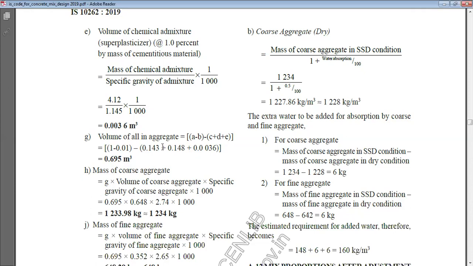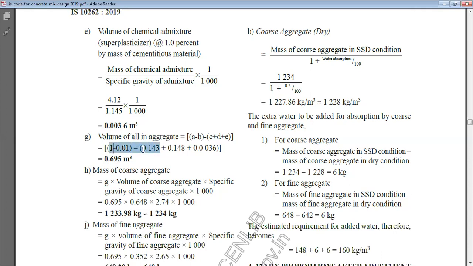Next, the volume of all aggregate. We need to calculate the volume of the aggregate. Total aggregate is 1 minus volume of air minus volume of cement minus volume of water minus volume of chemical admixtures. That becomes the volume of aggregate. We take it as 1 because we are calculating the mix proportions for 1 cubic meter.